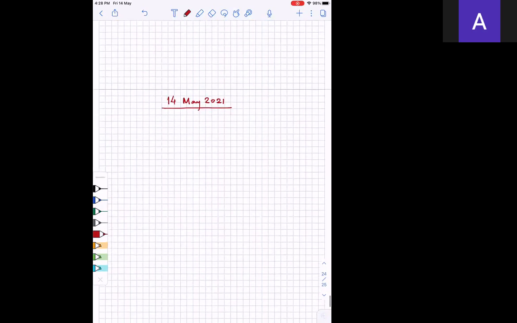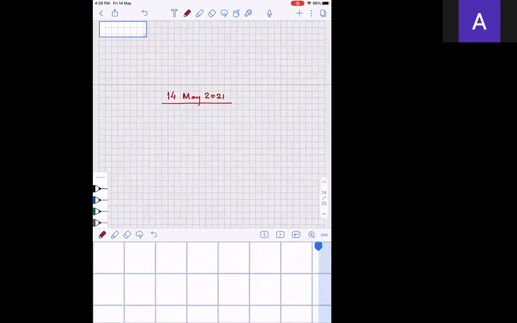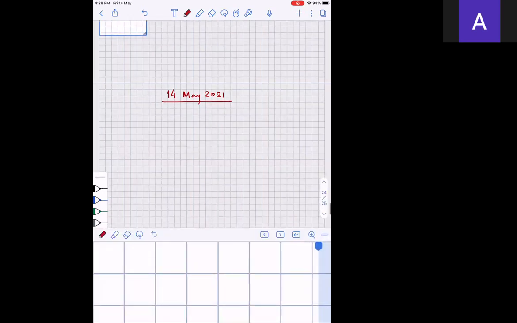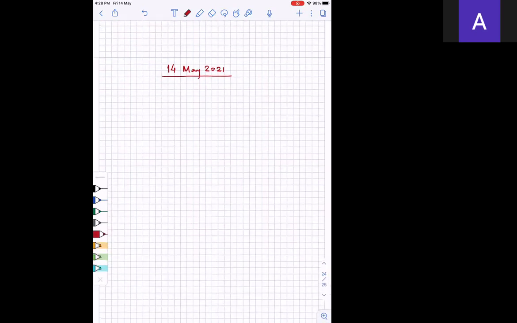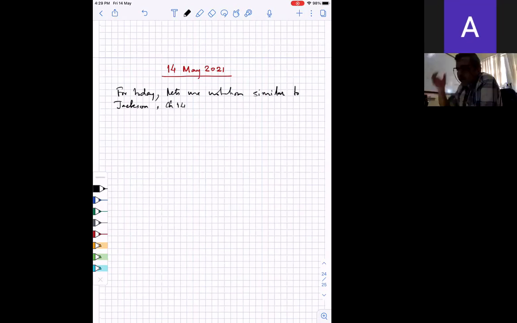So let us use a notation which is closer to Jackson's, just to make the equations look smaller. This is chapter 14 in my book.